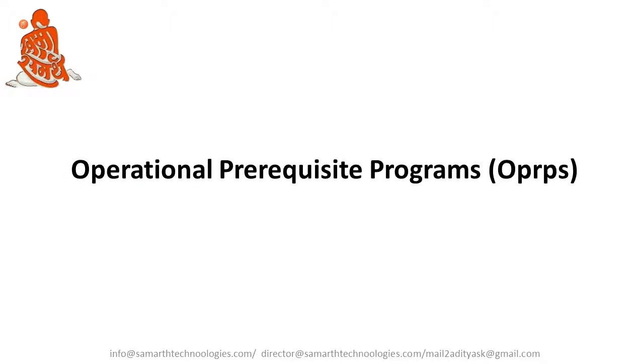Operational Prerequisite Programs, OPRPs, are prerequisite programs, PRPs, that are essential. They are essential because a hazard analysis has shown that they are necessary in order to control specific food safety hazards. OPRPs are used to reduce the likelihood that products will be exposed to hazards, that they will be contaminated, and that hazards will proliferate. OPRPs are also used to reduce the likelihood that the processing environment will be exposed to hazards.